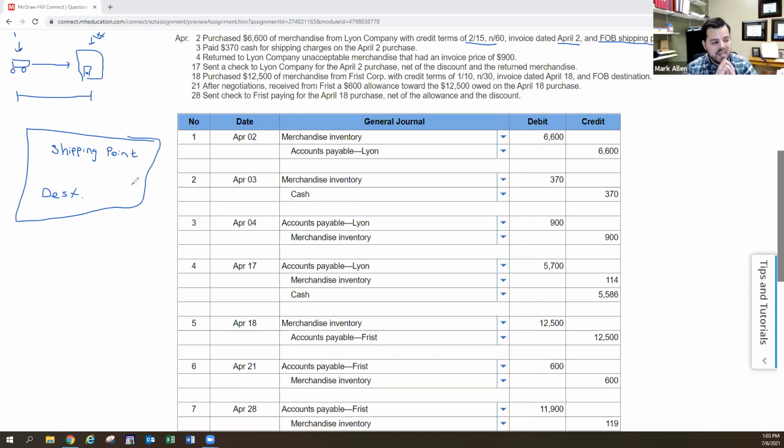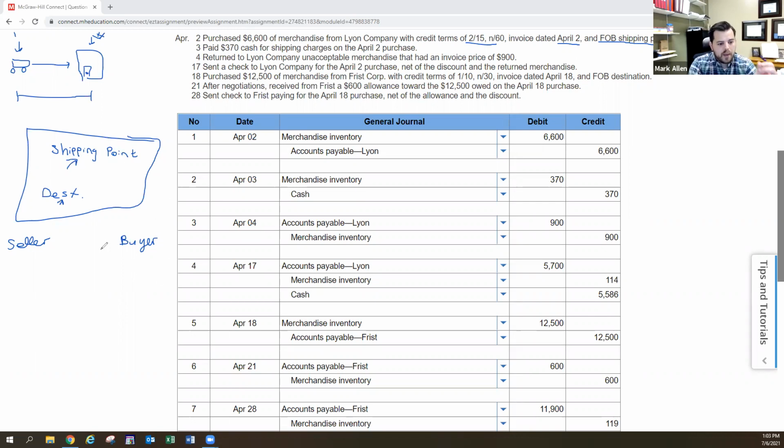So what I see then is that the shipping point tells me when ownership changes hands. So who owns the thing at the beginning of this process? Well, initially, the seller owns the thing. And then at the end, the buyer owns the thing. So this is what is happening. When is ownership changing hands? That is what these two terms tell me.